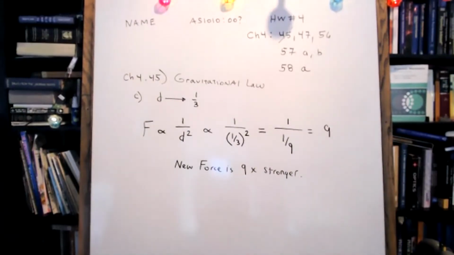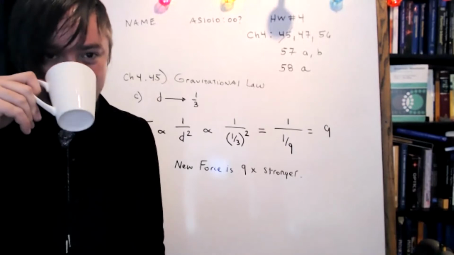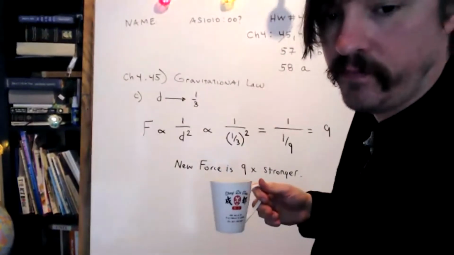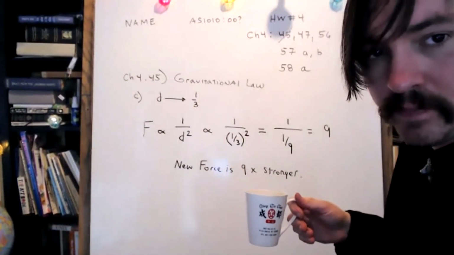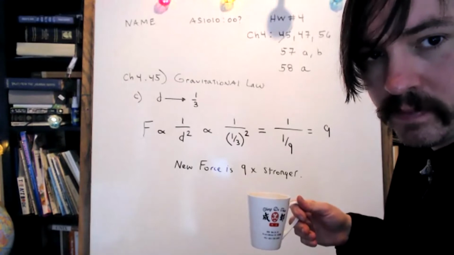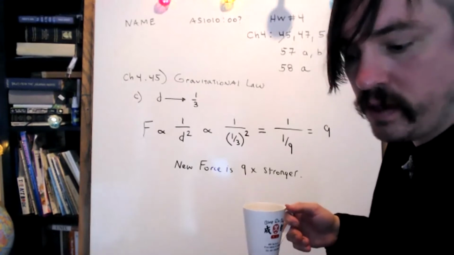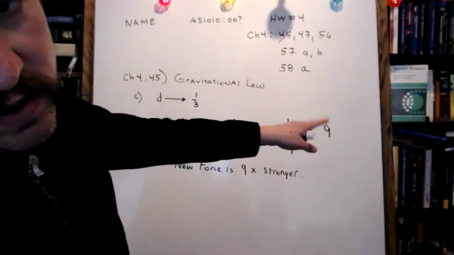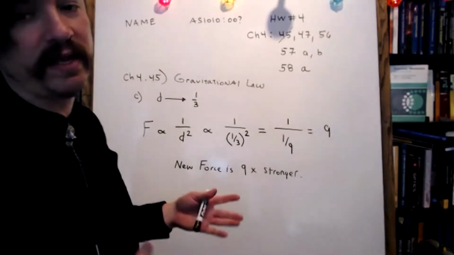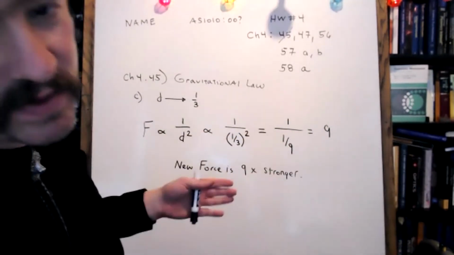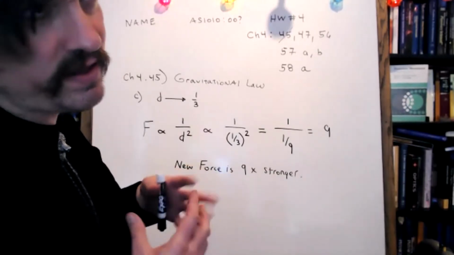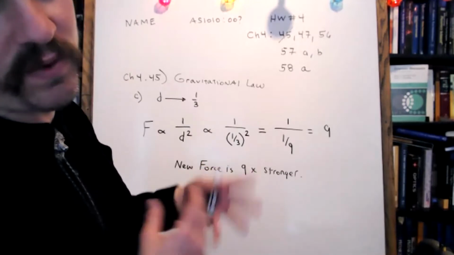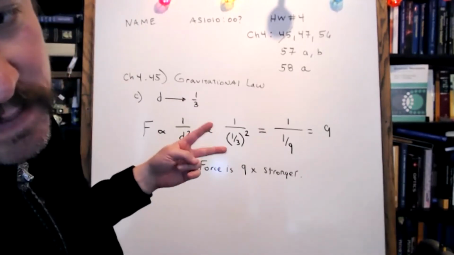I have a question. Yeah, sure. So just like a quick recap of knowing whether it's stronger or weaker. If it comes out as a whole number, then it's stronger. But if it comes out a fraction, then it's weaker. Am I understanding it wrong? No, that's right. It's the new force is how many times the old force. If the new force is 3 times the old force, then it's stronger. If the new force is 1/3 the old force, it's weaker. But it doesn't have to be a whole number.